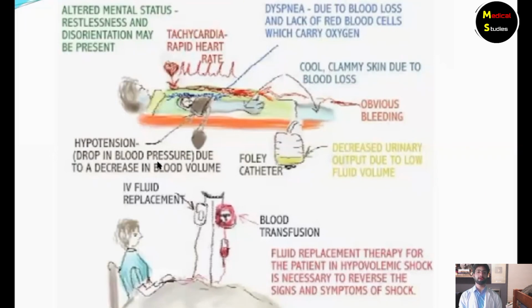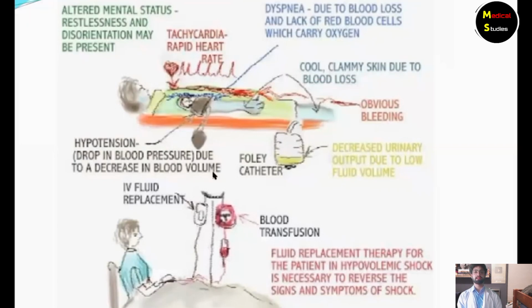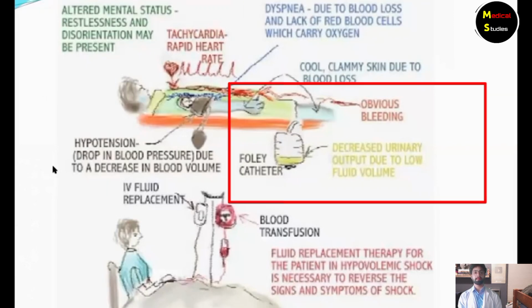Number 1 and number 2, vasoconstriction, and number 3, the clammy and sweaty palm skin as a result of sympathetic stimulation. Next, ongoing bleeding can be seen. Observe how much urine is passing from the patient, and that can be done by inserting a Foley catheter.